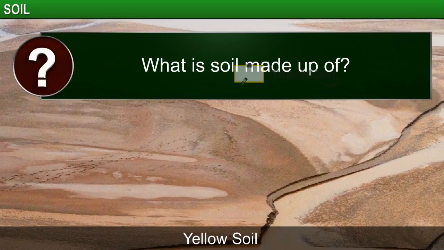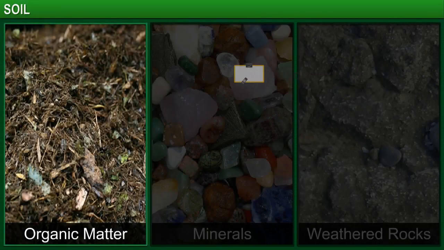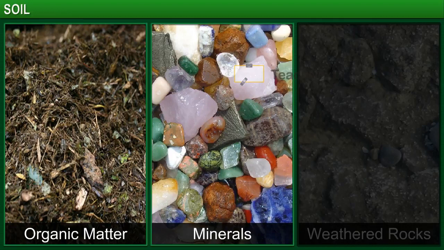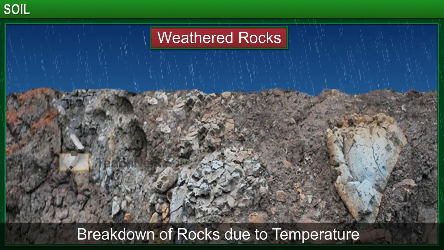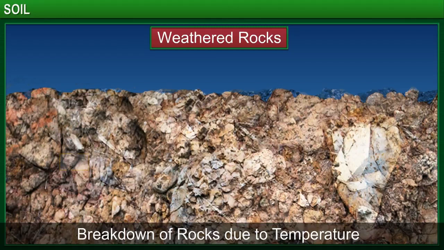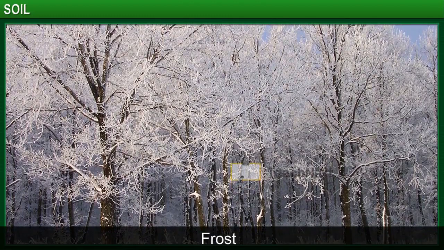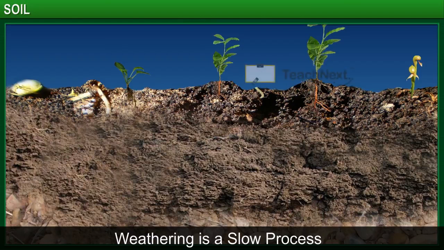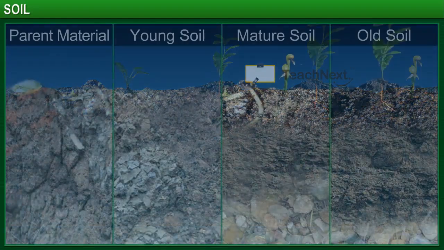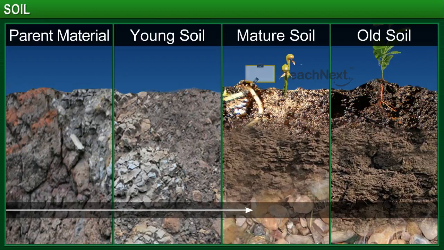What is soil made up of? Soil is made up of organic matter, minerals, and weathered rocks. Weathered rocks are a result of the breakdown and decay of rocks by changes in temperature, frost, and actions of living organisms. This process is very slow and is called weathering. So slow that it takes hundreds of years for just 1 centimeter of soil to form.